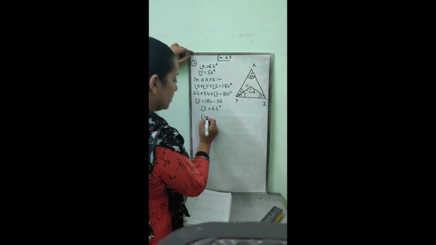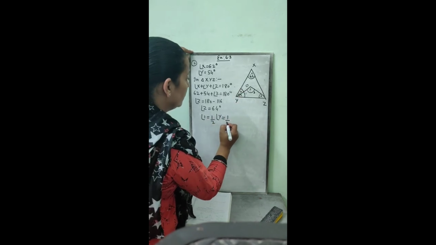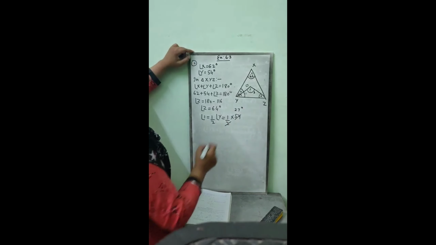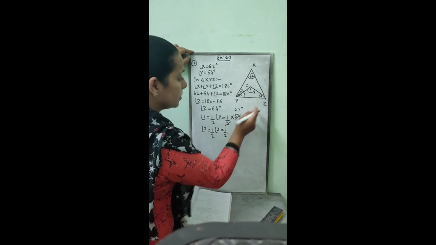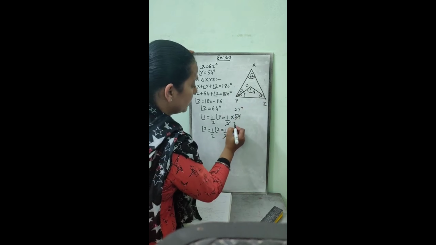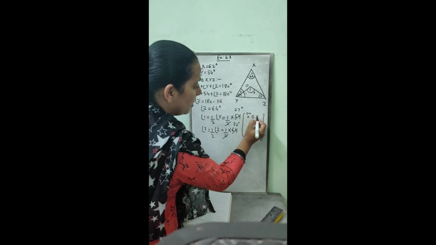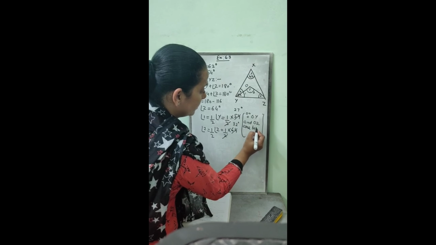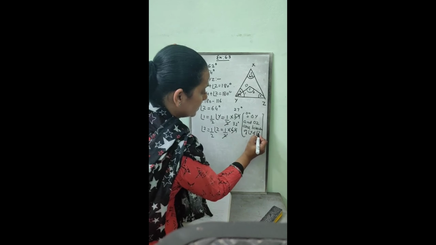Now angle 1 is the half of angle Y because OY is bisector. Half of Y is 27 degree. Angle 2 is the half of angle Z because OZ is bisector of angle Z. Angle Z is 64, half will be 32. Give the reason because OY and OZ are bisectors of angle Y and angle Z.